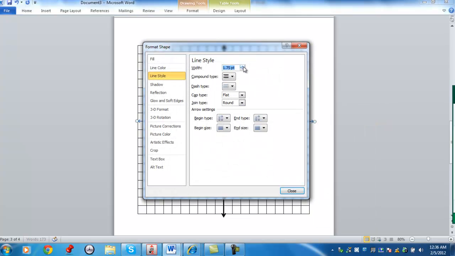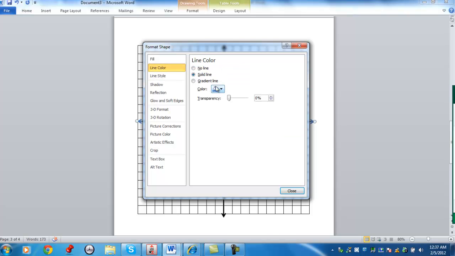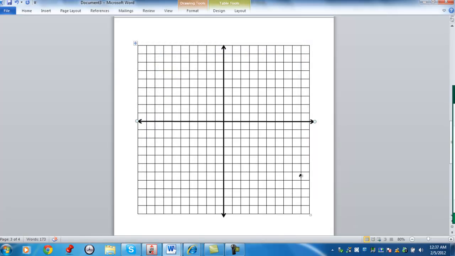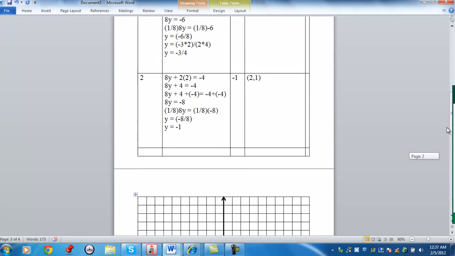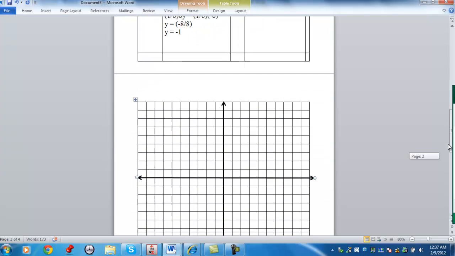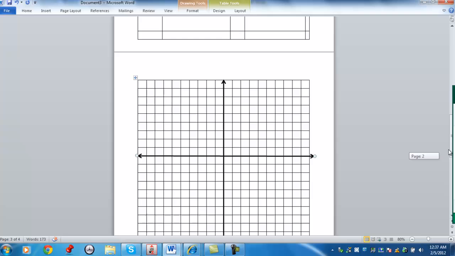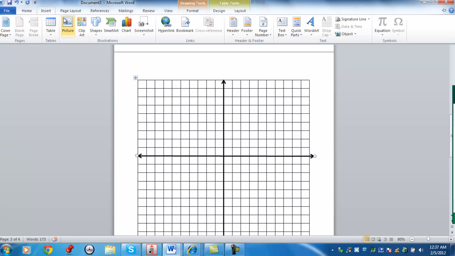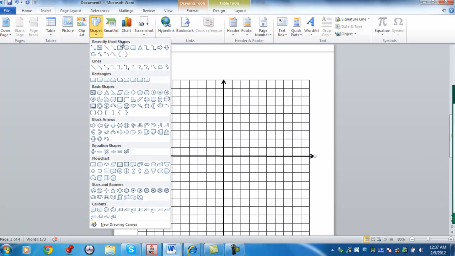Again, width, 3, color. Now, we came up with some points. I like to stick with the whole numbers. For example, 2, 1. So I'm going to insert a circle.